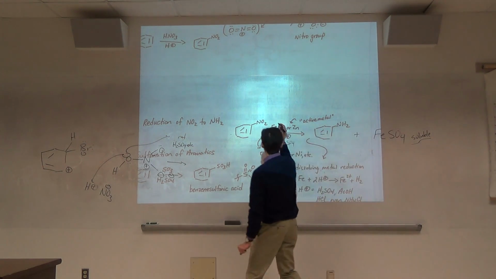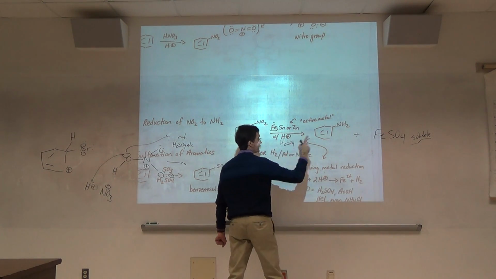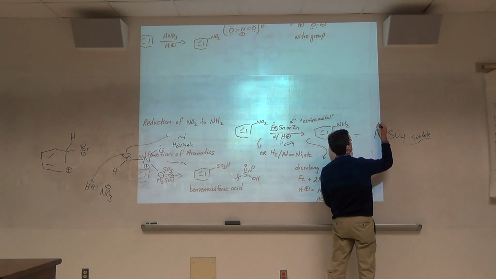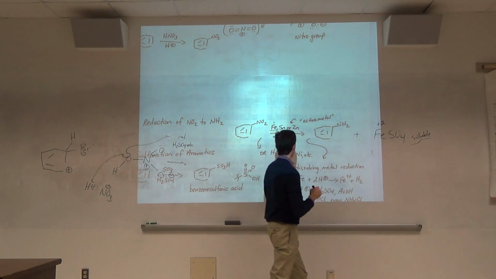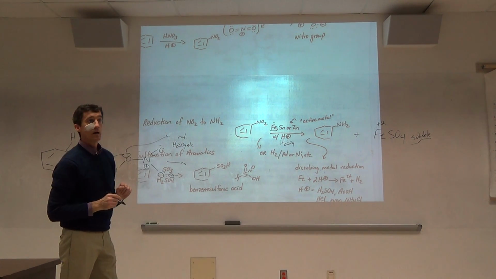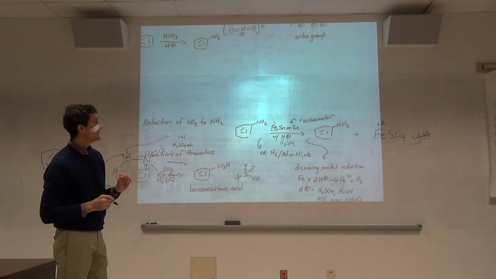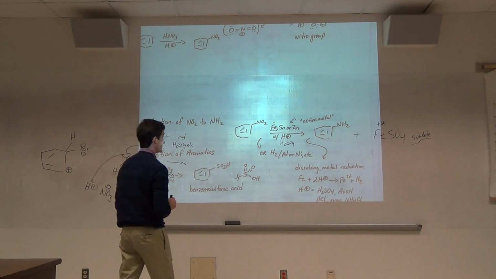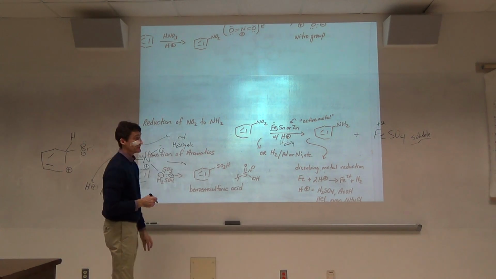Here the iron is iron metal, so the oxidation state is 0. What's the oxidation state of the iron here? +2. So what has happened to the iron? The iron has been oxidized. That means something has been reduced. What's been reduced? The nitro group has been reduced.